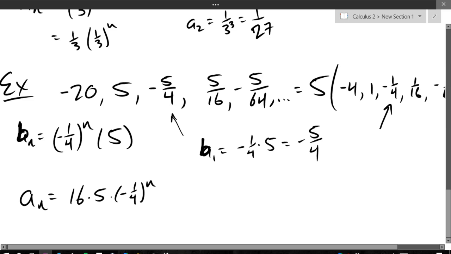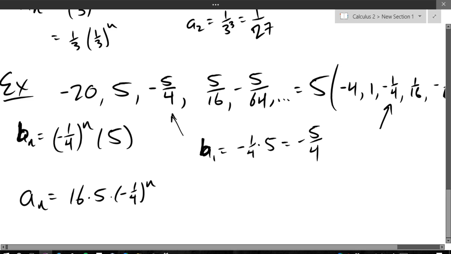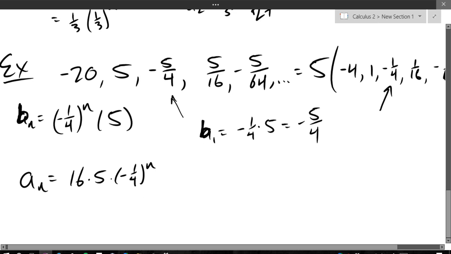So here's one way to do it. And I keep multiplying by negative 1/4, so this should fit the pattern. Yes, so this would work right here. So we multiply by 16. There is another way to do it.